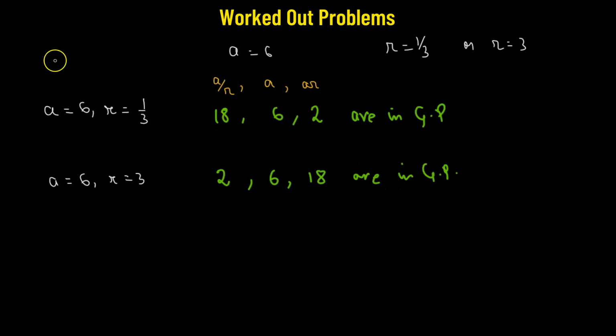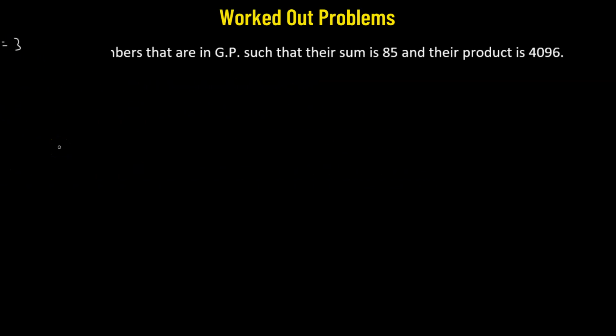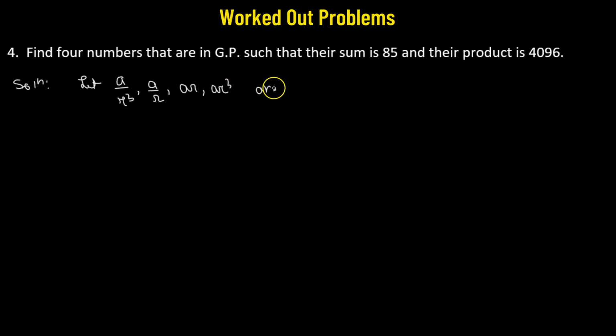Let's move on to the next problem. Problem number 4. We need to obtain 4 numbers that are in a geometric progression, and it's given that the sum is 85 and the product is 4096. So let's begin. We'll choose our numbers carefully. So let the numbers be a over r cubed, then we have a over r, followed by a times r and a r cubed. So these are the 4 numbers that are in a geometric progression.